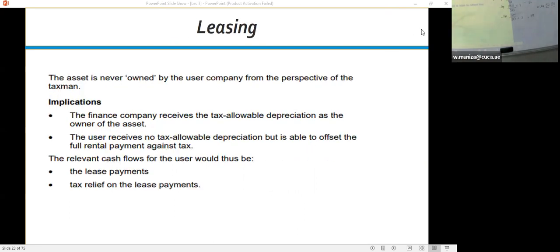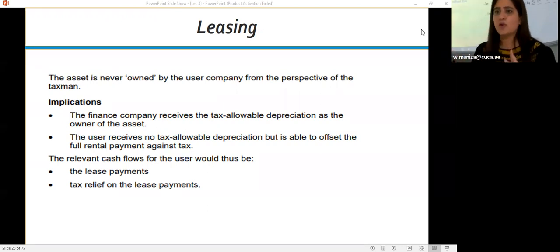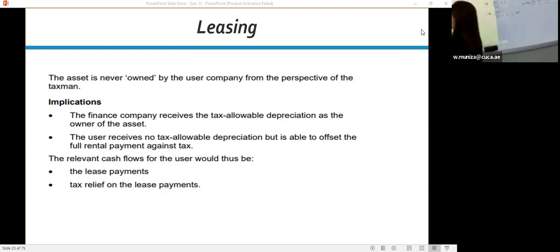They say the asset is never owned by the user company from the perspective of the taxman. So the lessee is never going to own an asset. That's why they will not be getting the tax allowable depreciation. What is the implication of that? The finance company receives the tax allowable depreciation as the owner of the asset. The lessor is going to get the tax allowable depreciation, not the lessee. The user receives no tax allowable depreciation, but is able to offset the full rental payment against tax.